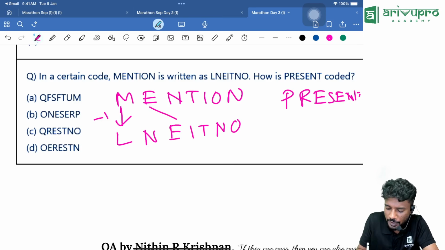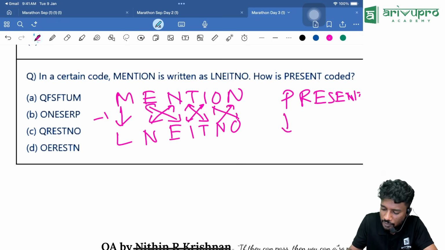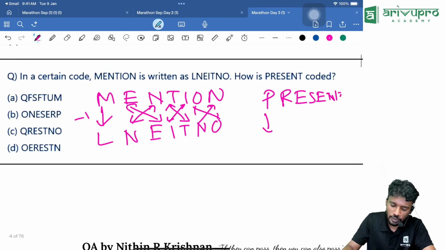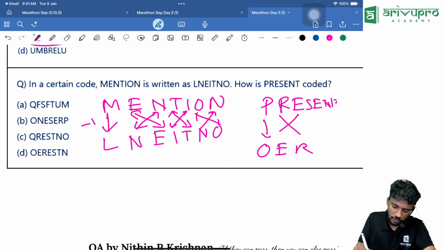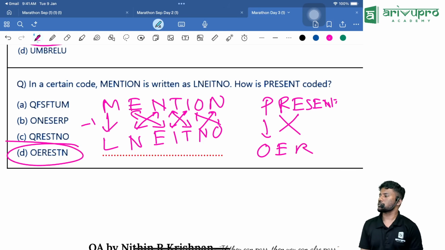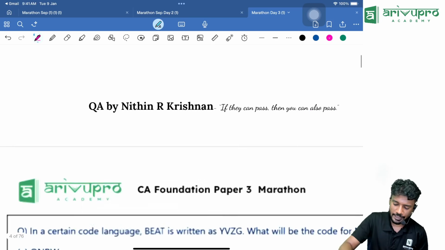But here what is happening? They are getting interchanged. All the other letters are getting interchanged. So what is the answer? So P will become what? P minus 1 is what? O. That means it will become OER. Option D is your answer. Just interchanging the things.